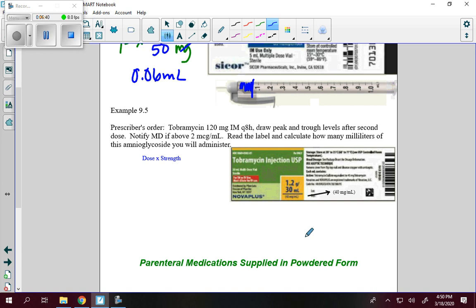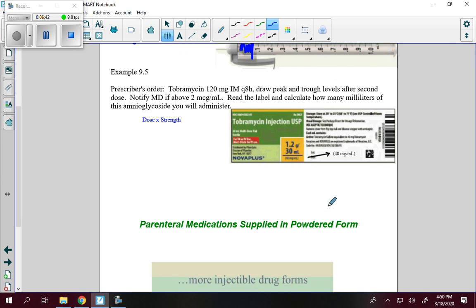All right. The prescriber order is tobramycin, 120 milligrams intramuscularly every 8 hours. Draw peak and trough levels after the second dose. Notify the doctor if it's above 2 micrograms per milliliter. Read the label and calculate how many milliliters of this aminoglycoside you will administer.